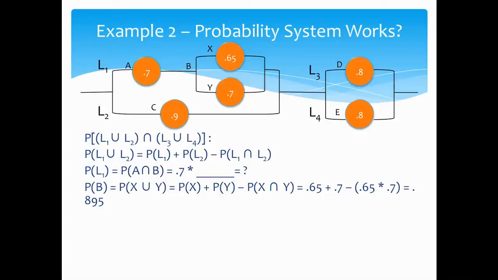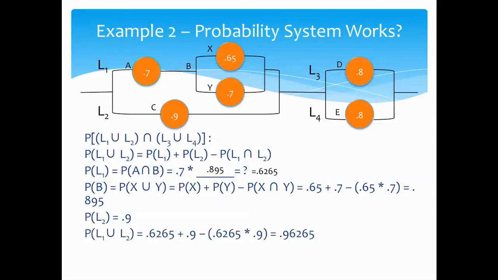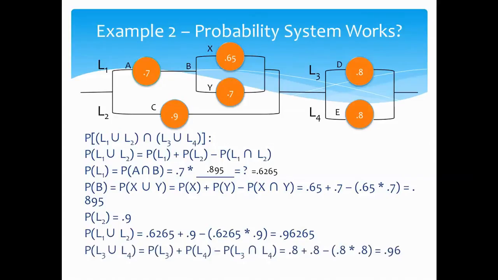Now that we have this, we can go back and calculate the probability of line 1 working. Using the multiplication rule, we get that the probability of line 1 working is 0.6265. We now have the values to find the probability of line 1 or line 2 working using the equation we have set up above. So we get 0.96265. Now to find the probability that the second part of the system works, that is, that either line 3 or line 4 works. The probability of line 3 or 4 working is 0.96.